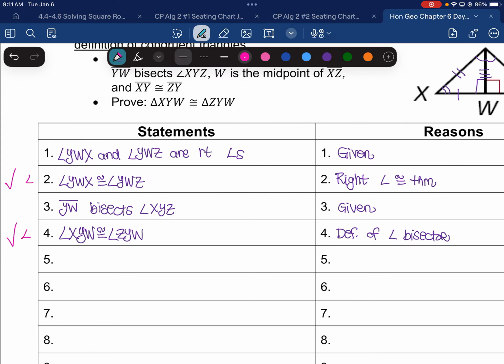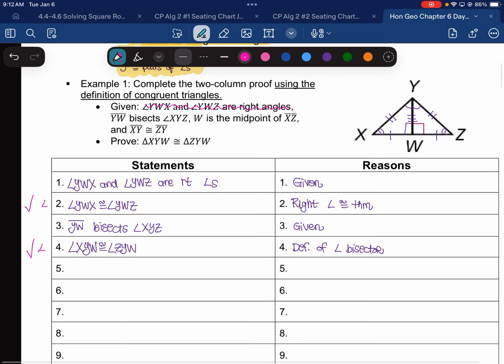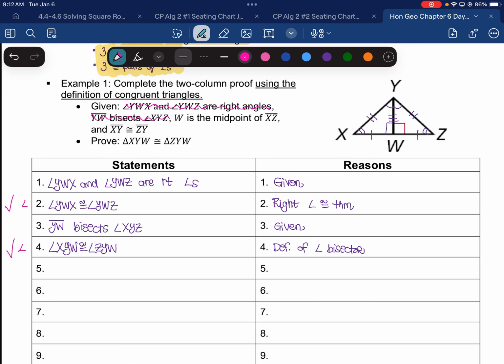Don't put a check mark next to this at step 3 because that doesn't say this is congruent to that. Don't put a check mark next to step 1 because it doesn't say this is congruent to that. Are you with me? You're only putting it next to the congruent angles or the congruent sides. All right, cross that piece of given information out. Move on.